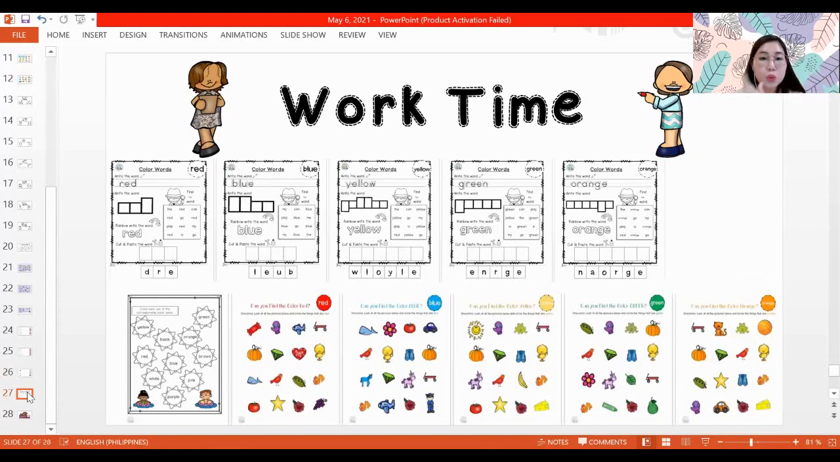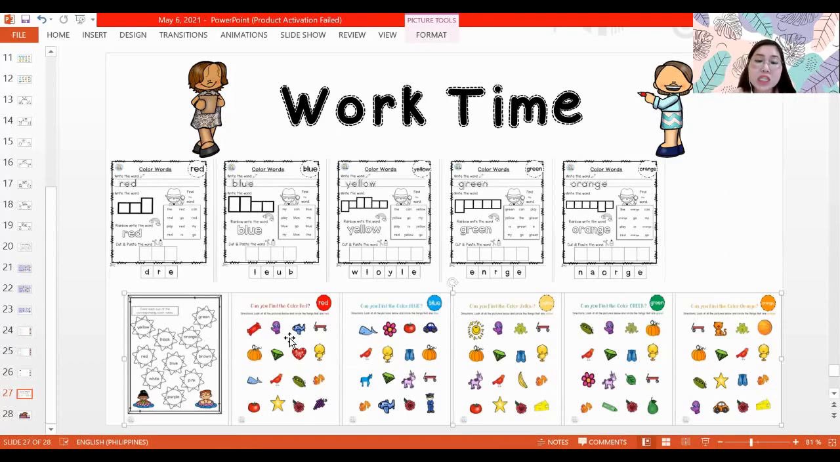So you have to do your color word worksheets. Here you have to write, find, and build your color word. Next one, you have to read the sight words or the color words so you will know what color you will use. And lastly, you have to encircle all of the pictures that show the color that you have on top. Just like this one. Here it says red, so you only have to encircle the pictures that show red. So do good with your work.